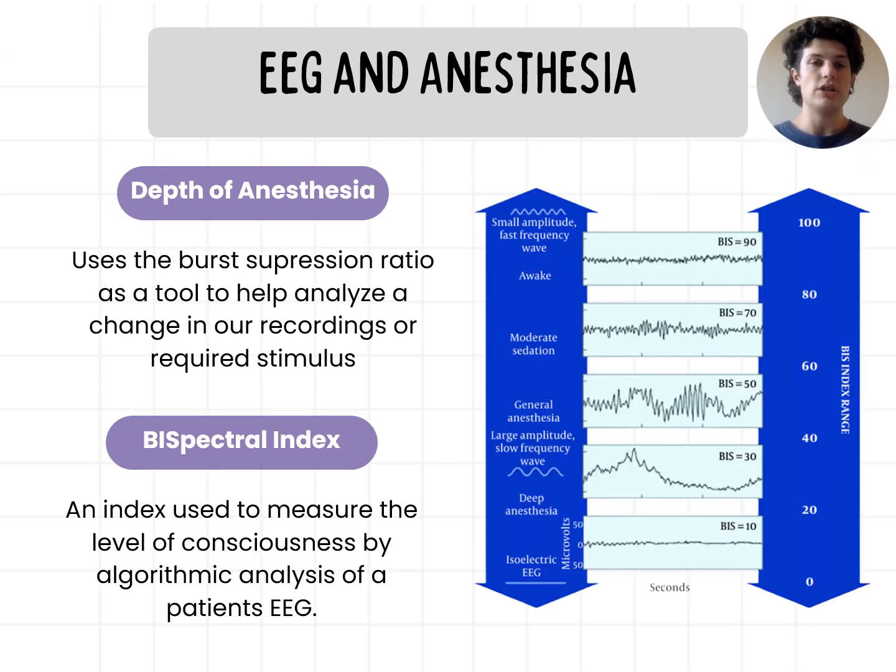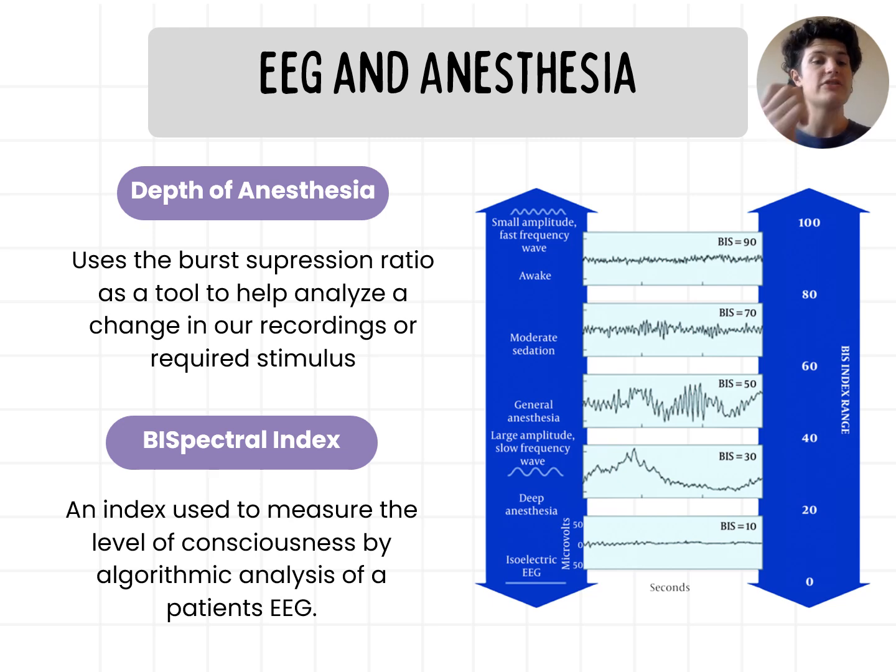Finally, we have EEG and its use in anesthesia. Whenever you're using EEG for spinal surgeries, it's most likely going to be used to determine the depth of anesthesia a patient is in. And one way to measure this is with a burst suppression ratio, where you take the ratio of a normal EEG signal and compare it to a suppression signal, which is a flat line basically. And this ratio is scored with 1 being no signal and 0 being fully active.